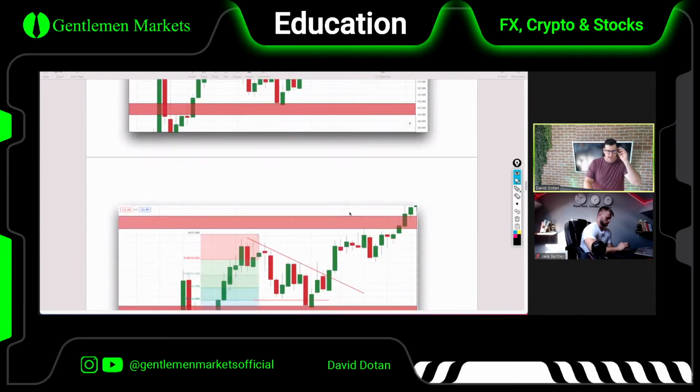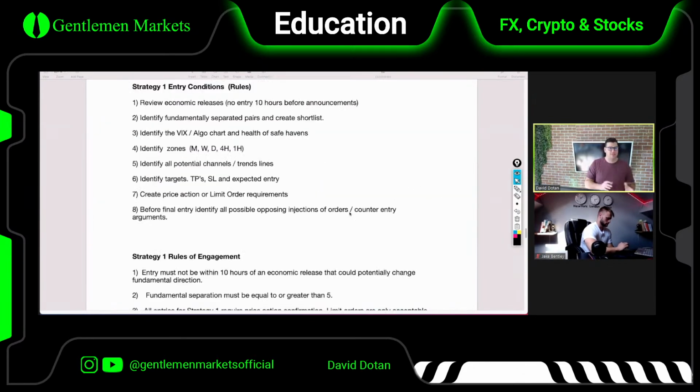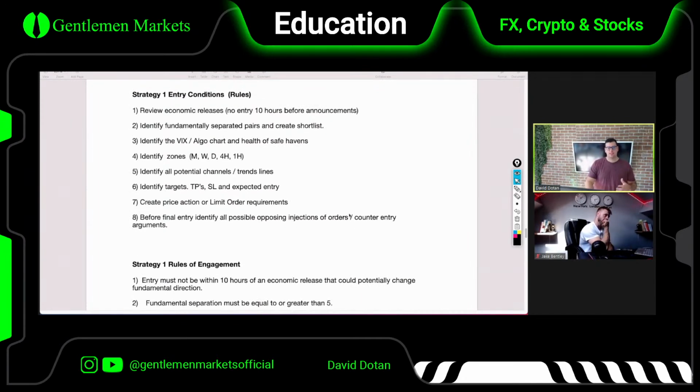Identify targets, TP, SL, and expected entry. That's what we do after we identify the zones, we identify channels, we do our analysis, we identify targets. We have to prepare. What are we expecting? Okay. Number 7, create price action or limit order requirements. This will be most important for Strat 2, which we'll go over tomorrow. When we will be placing limit orders for Strat 2, we would want to place those at that time. And before final entry, identify all opposing objections or counter-entry arguments.